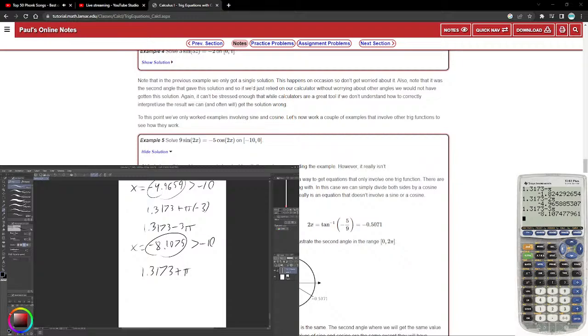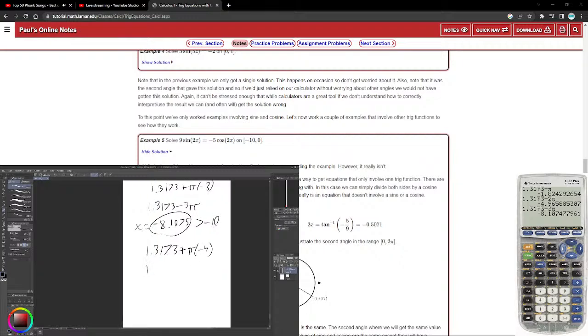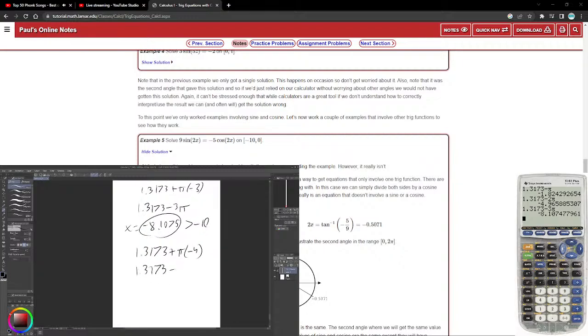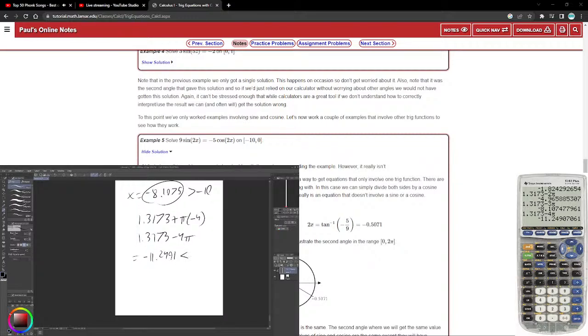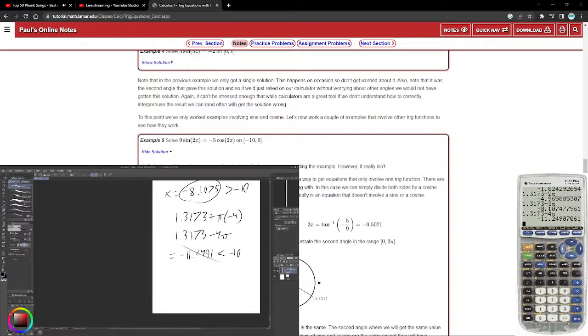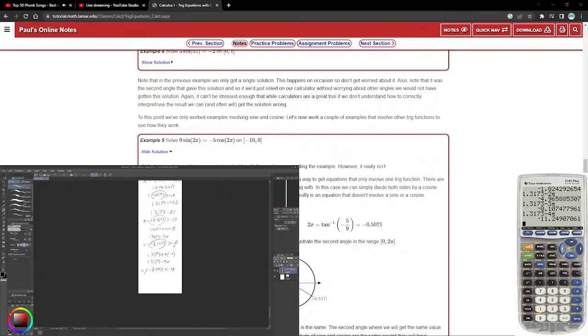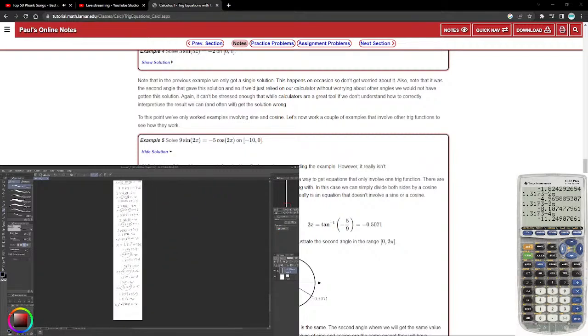1.3173 plus pi times negative 4, that is 1.3173 minus 4 pi, which equals negative 11.2491, which is less than negative 10, so it's not a solution. Okay, so I got all of them, hopefully.